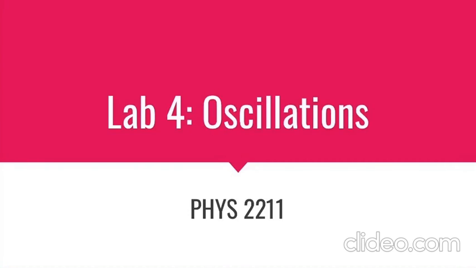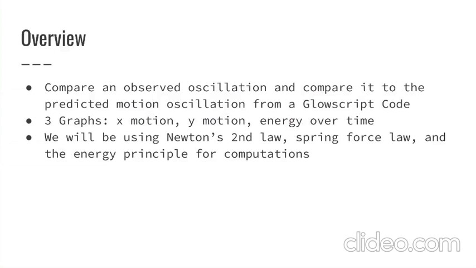Lab 4, oscillations. In this lab, we will compare an observed oscillation to the predicted oscillation motion from a GlowScript code and our Tracker data of a spring in an ellipse motion. We will be analyzing three graphs: the x motion, the y motion, and energy over time.